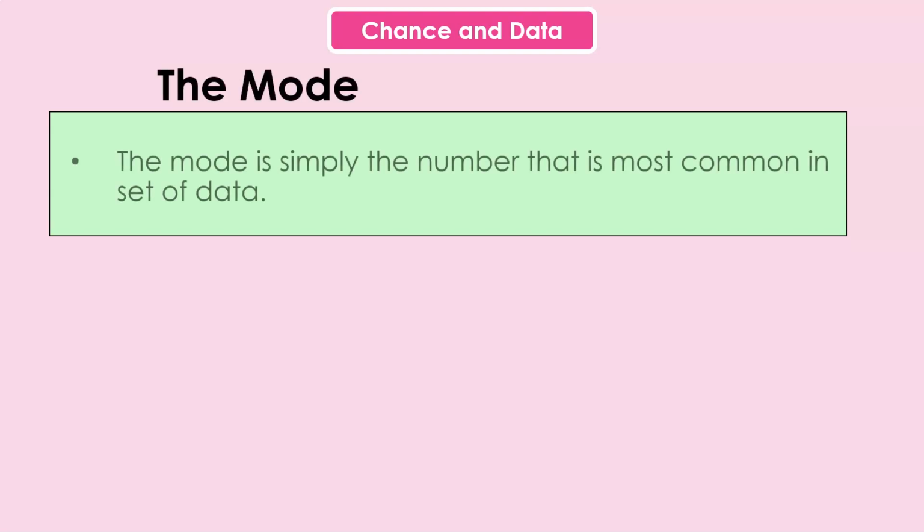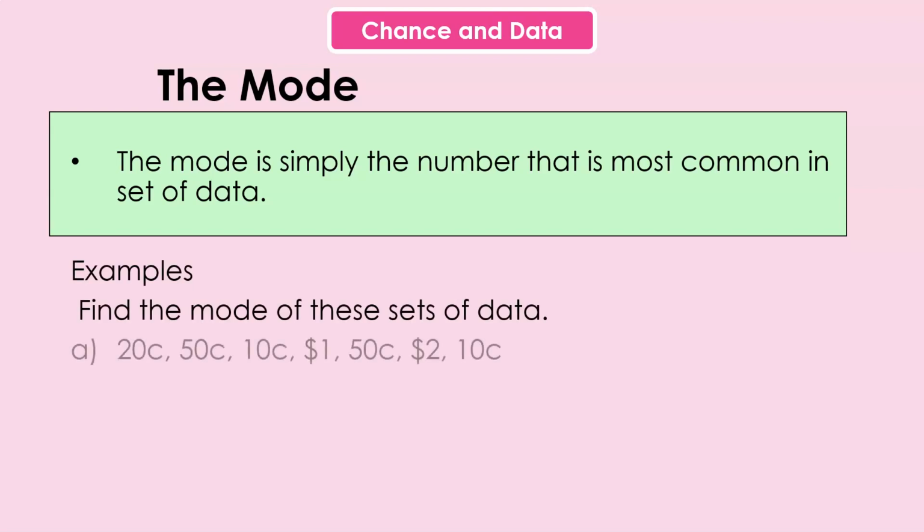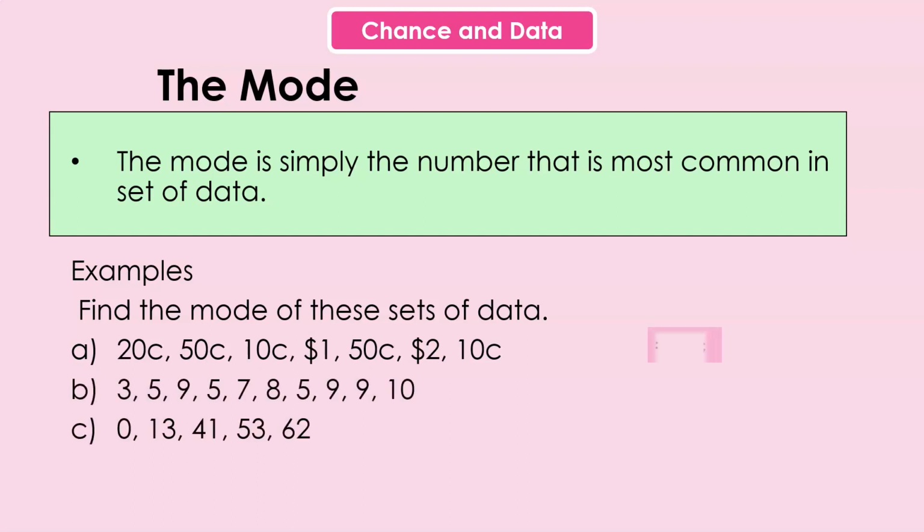All right, the mode. The mode tends to be the ugly stepbrother of the central tendencies. It is slightly different, that it's just the most common number. So examples, if I've got a set of data like this, which one is the most common one? It's 50 cents because there are 2 of them. There's 2 50s and everything else there is 1.